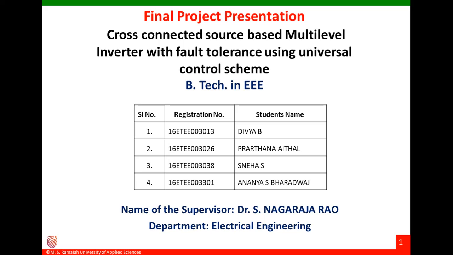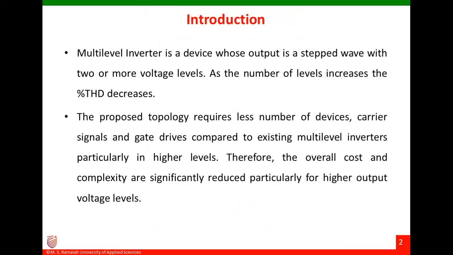Cross-connected source-based multi-level inverter with fault tolerance using universal control scheme. An inverter is an electrical device that converts direct current to alternating current. The output is basically a square wave. A multi-level inverter is a device whose output is a stepped wave with two or more voltage levels. As the number of levels increases, the percentage THD decreases.